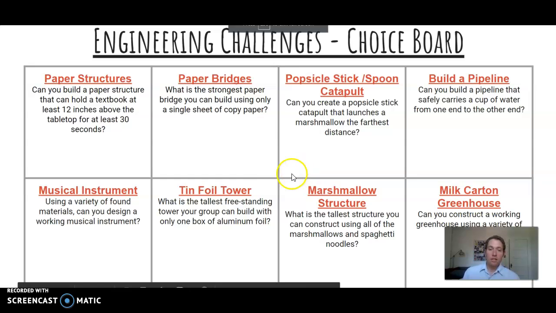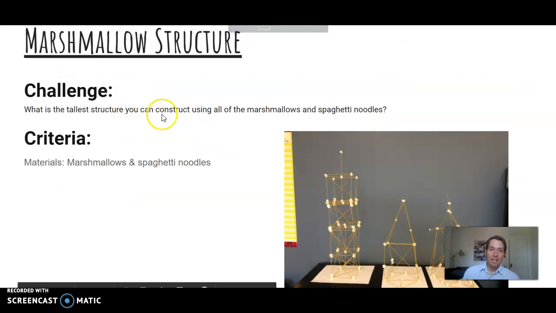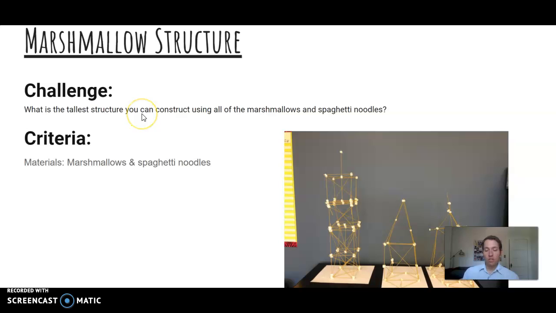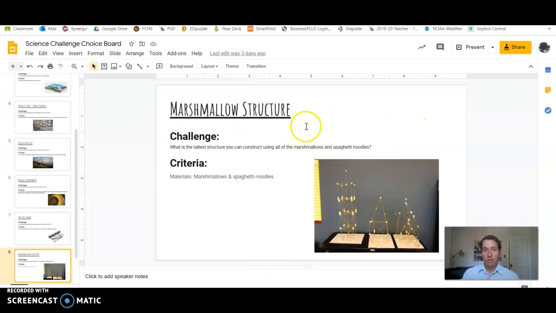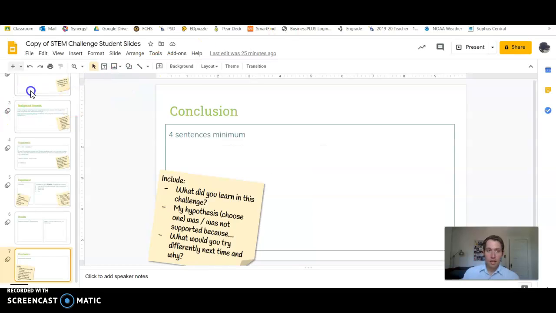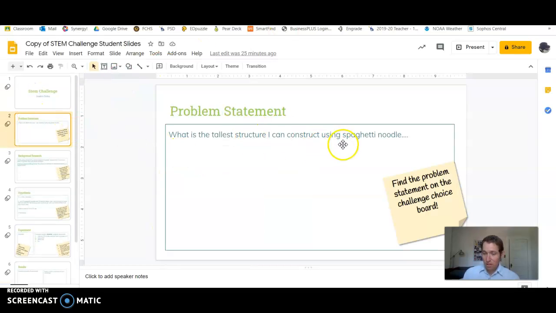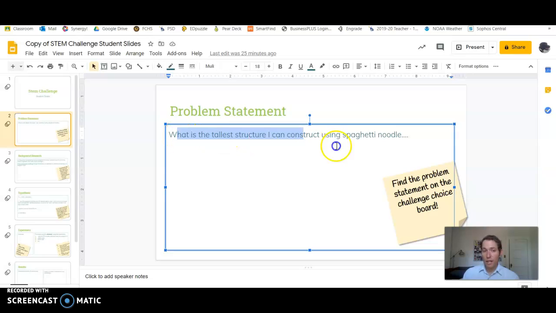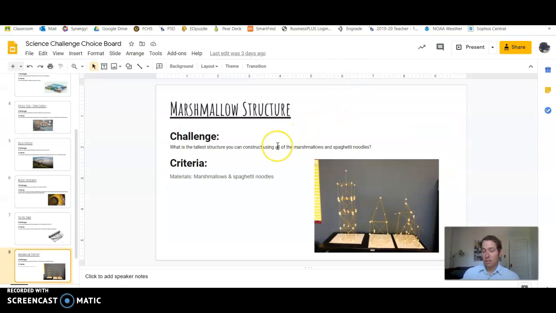That is using spaghetti and marshmallows. What is the tallest structure you can construct using them? Okay, using a specific number. So that is really where you put your first slide, right? So I'm going to run through your student choice slides really quick. Starts with a problem statement. You pull this problem statement directly off of the challenge, right?